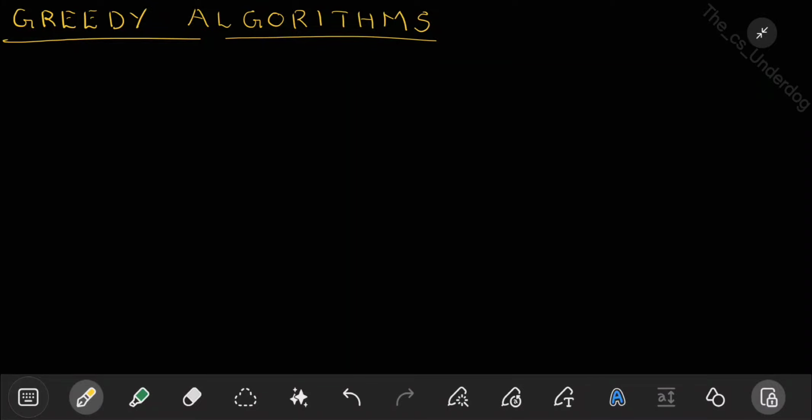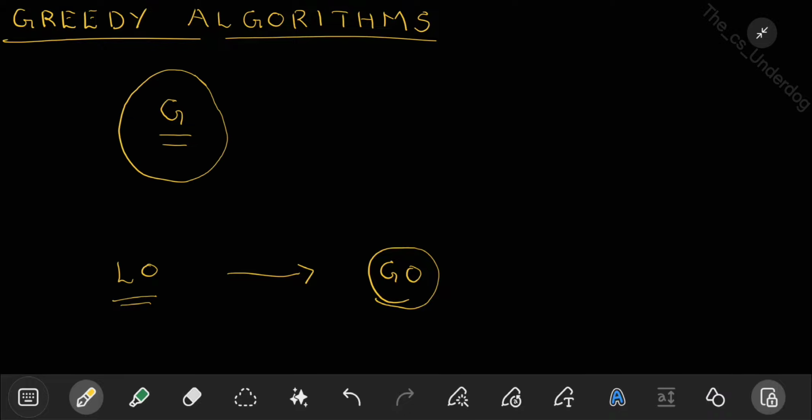Greedy algorithms. Greedy algorithms is a class of algorithms that makes locally optimal choice at each step, hoping to find the global optimum solution. What does this mean? This means a greedy algorithm will always work step by step. That is, it will make the final solution step by step. And what does it do in each step?